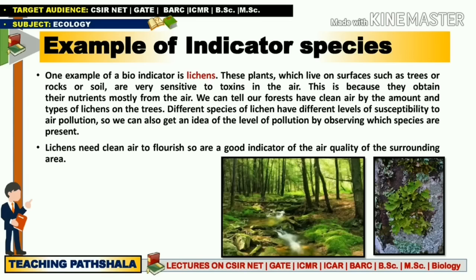This is because they obtain their nutrients mostly from air. We can tell our forests have clean air by the amount and the type of lichen on the trees. Different species of lichen have different levels of susceptibility to air pollution. So we can also get an idea of the level of pollution by observing which species are present.